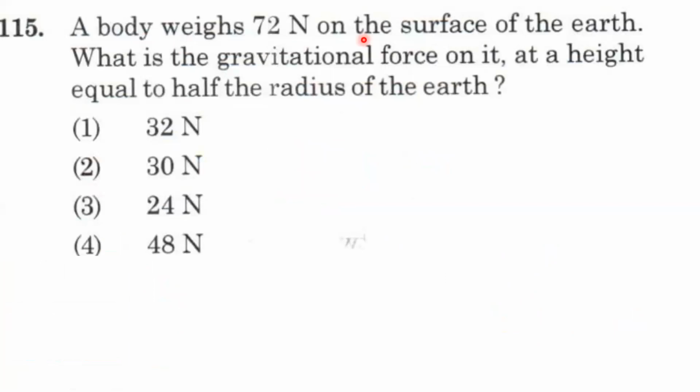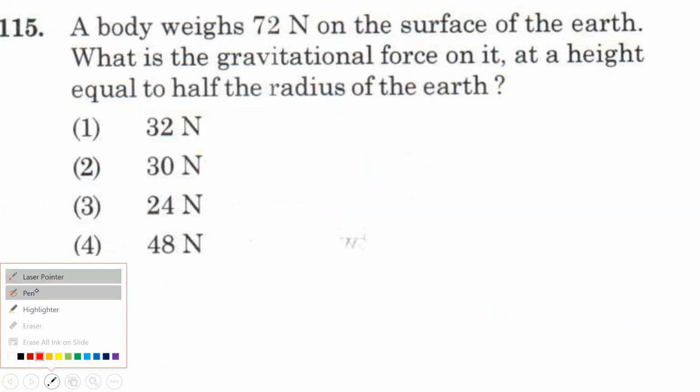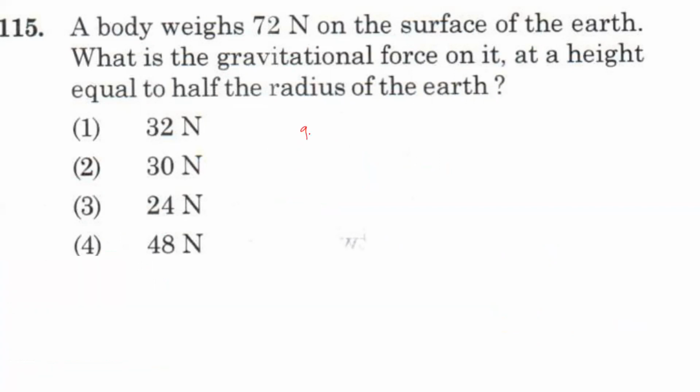115th question. A body weighs 72 Newton on the surface of the earth. What is the gravitational force on it at a height equal to half of the radius of the earth? Listen here, the acceleration due to gravity formula: acceleration due to gravity at a certain height is equal to G into R divided by (R plus H) whole square. This is the formula. Here, the height they are asking about is H equal to R by 2, and they are asking for the weight.